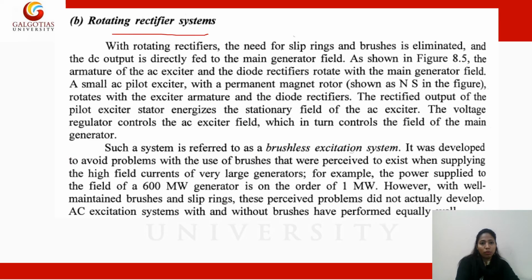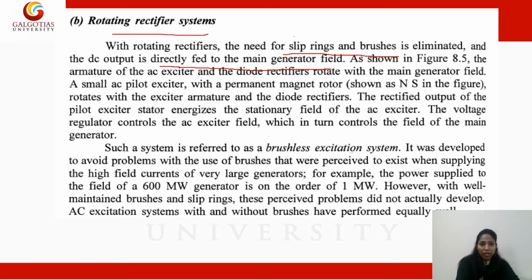Now the rotating rectifier system. Here also the AC excitation system is used. First it converts from AC to DC, and then it is given to the field winding of the main generator. So it is a rotating rectifier system used in the AC excitation system. With a rotating rectifier, the need for slip rings and brushes is eliminated, as it is rotating, and the DC output is directly fed to the main generator field. So slip rings are not there.